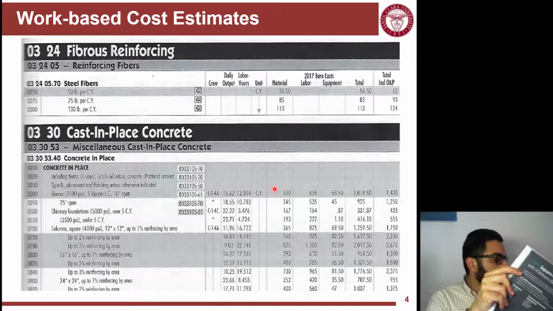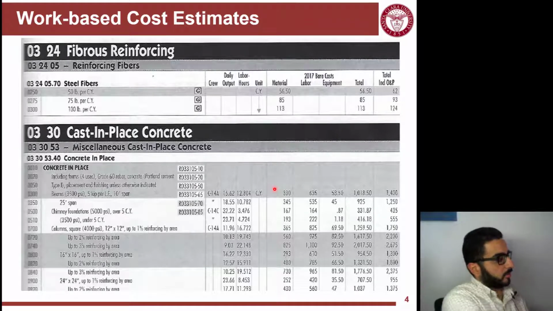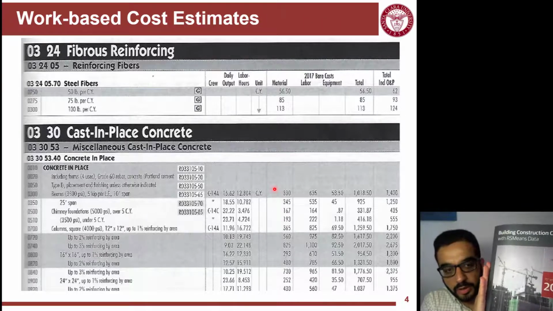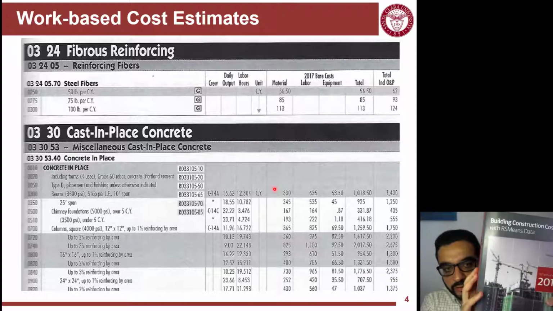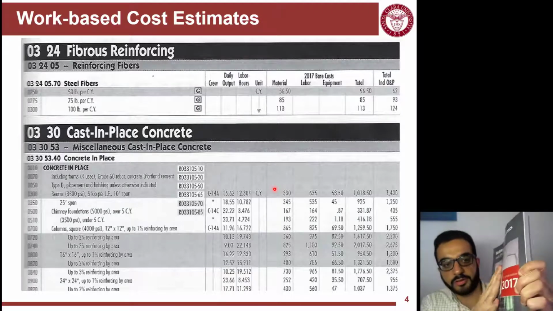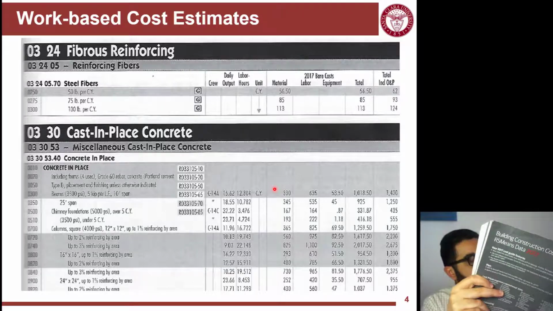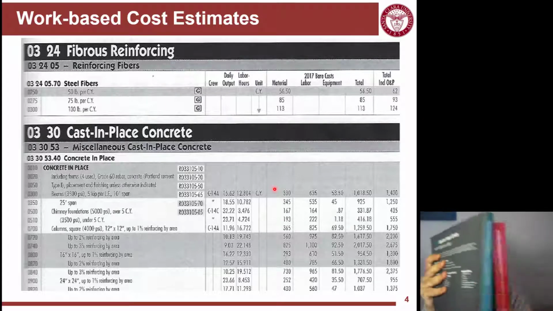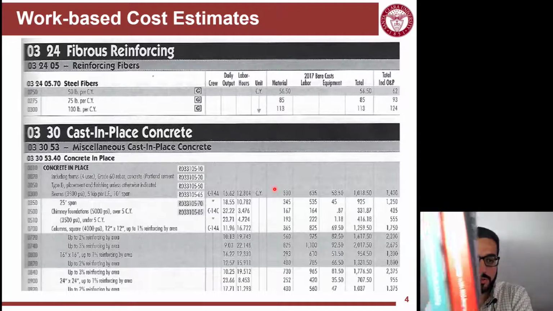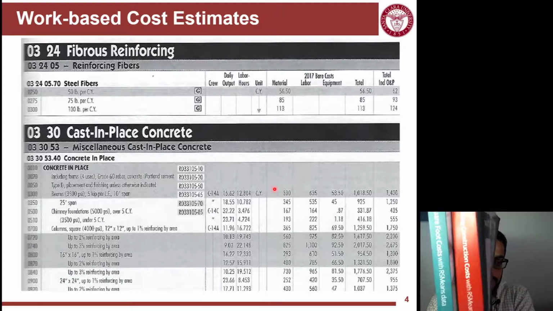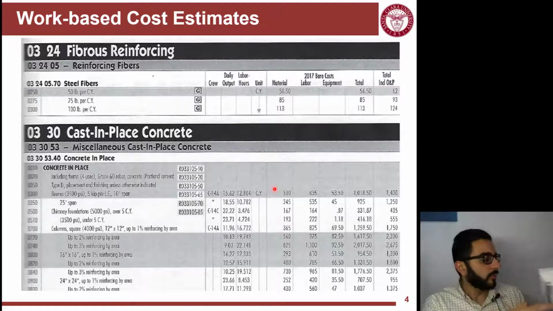And then the building cost data book. That one is the one that's used for detailed estimates. You can see how thick it is. If I put the two books together, the green one is the square foot, and the red one is the detailed cost estimate.